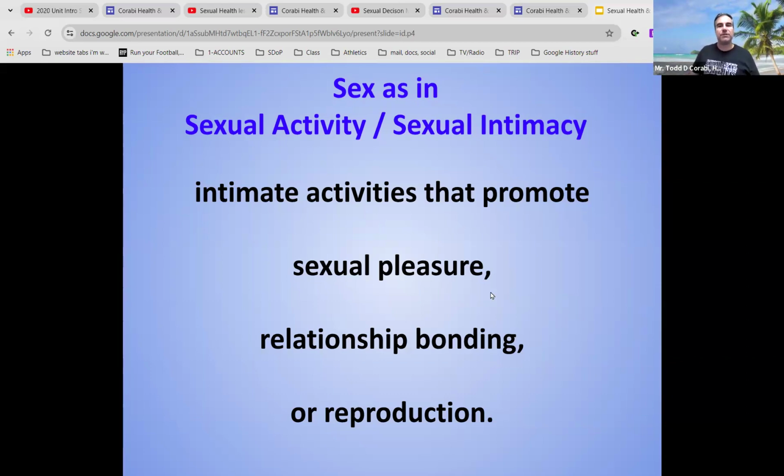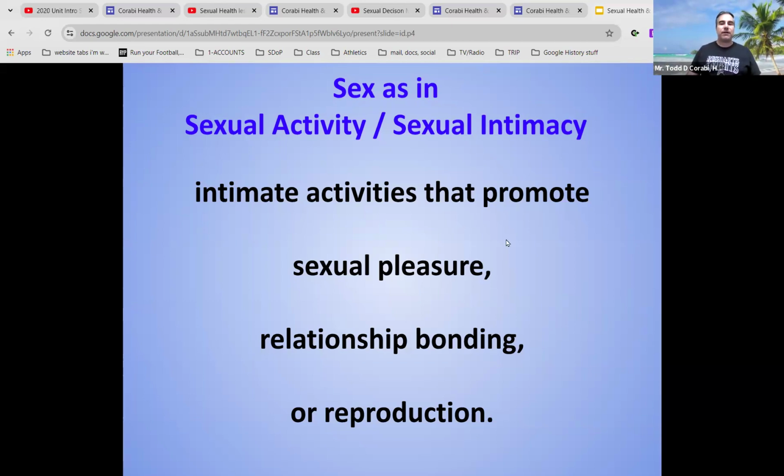And your answer to the question, what role do you want sex to play in your life, depends on which one of these is more prominent for you, whether it's just reproduction or just relationship bonding or just sexual pleasure, or is it a combination? Is it a combination of sexual pleasure and relationship bonding? Is it a combination of relationship bonding and reproduction? Is it a combination of sexual pleasure and reproduction? So what role you want sex to play in your life will determine what this means.